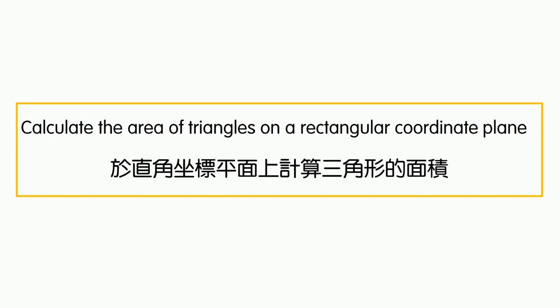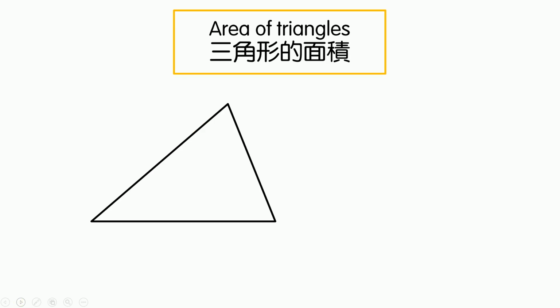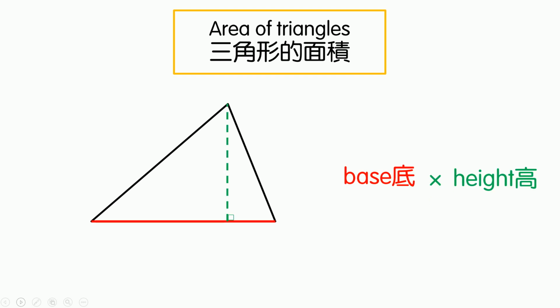Hello students, in this video we are going to calculate the area of triangles on a rectangular coordinates plane. So actually we are very familiar with how to find the area of a triangle. It is base times height divided by 2.